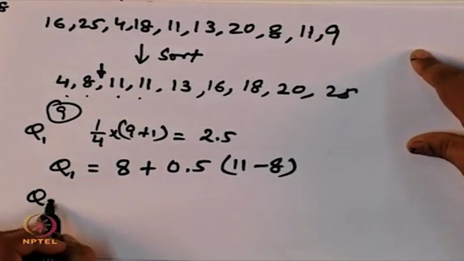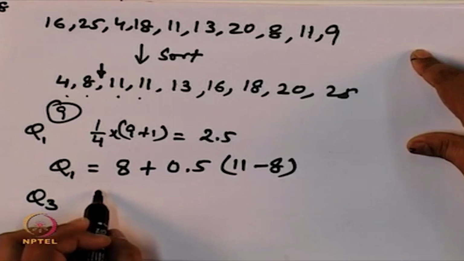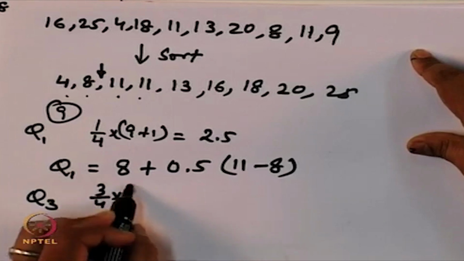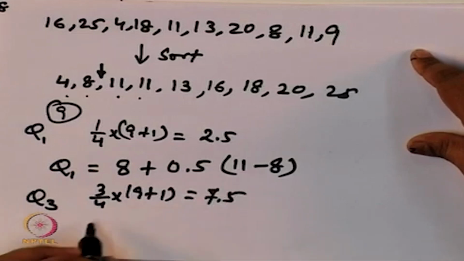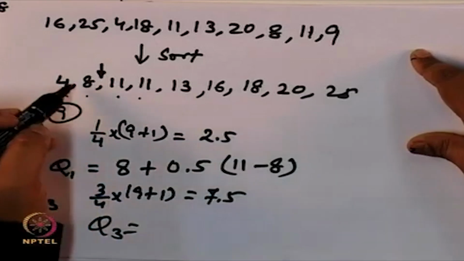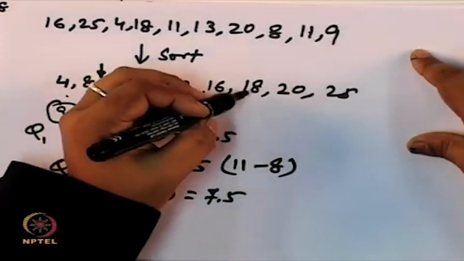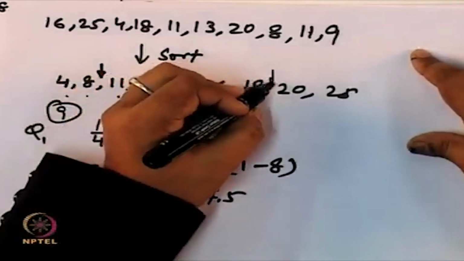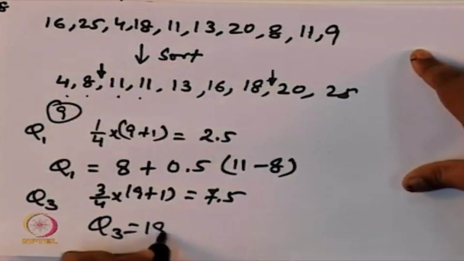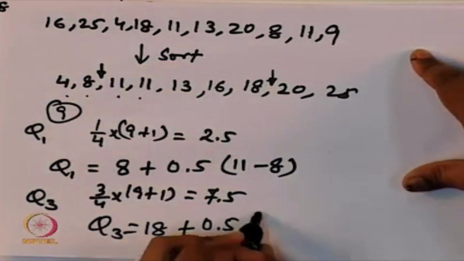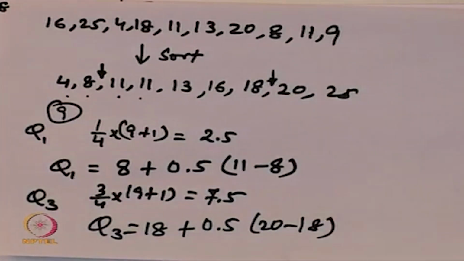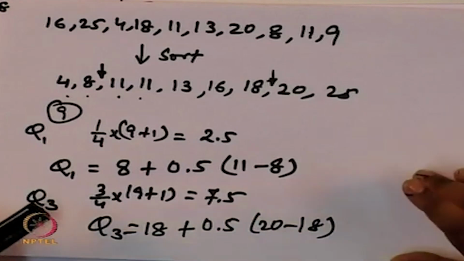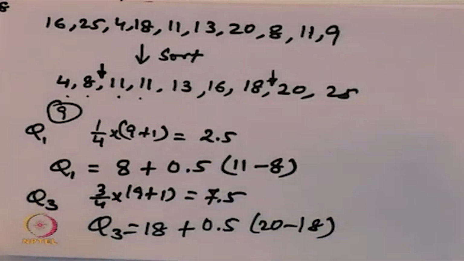For calculating Q3 we need 0.75. So, 3/4 times 9 plus 1 is equal to position 7.5. What is the 7th position? 1, 2, 3, 4, 5, 6, 7. So, at 7.5, this is your Q3. It is going to be 18 plus 0.5 times 20 minus 18. This is how you will calculate Q1 and Q3. Q2 is nothing but your median.